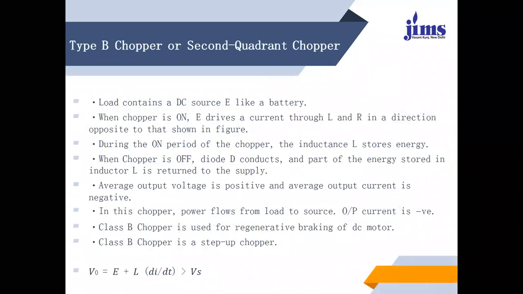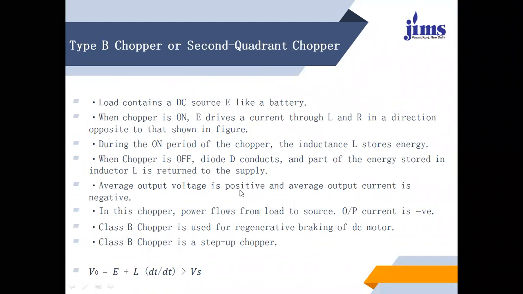Next will be the type B chopper or second quadrant chopper. Load contains a DC source like E, a battery. When chopper is on, E drives a current through L and R in a direction opposite to that shown in figure. During the on period of the chopper, the inductance L stores energy. When chopper is off, the diode conducts and part of the energy stored in the inductor is returned to the supply.